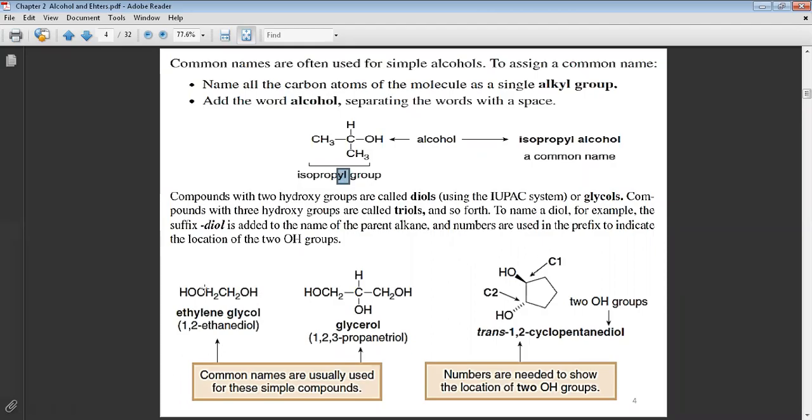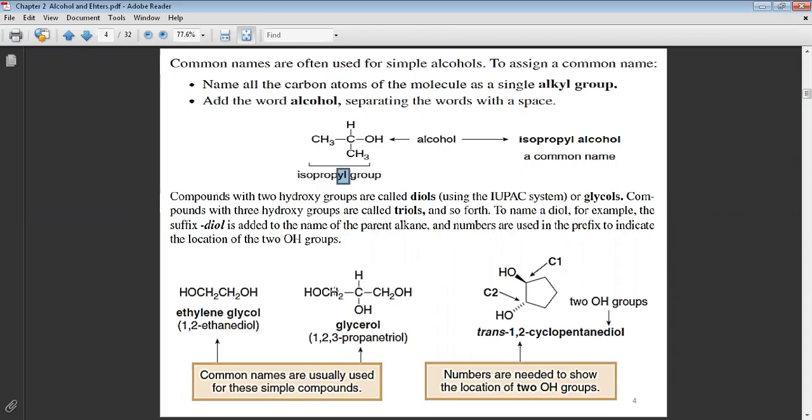Now take this ethane. We have OH on carbon number 1 and on carbon number 2. That means 1,2-ethanediol. If you say ethanol, put di here. It will be ethanediol because we have two hydroxyl groups. Take this one. How many carbons do we have here? 1, 2, 3. 3 carbons.